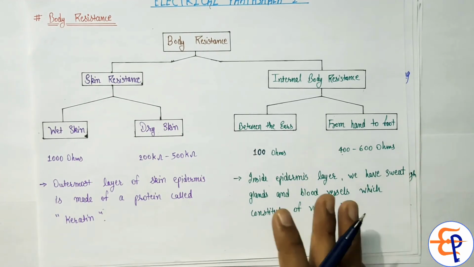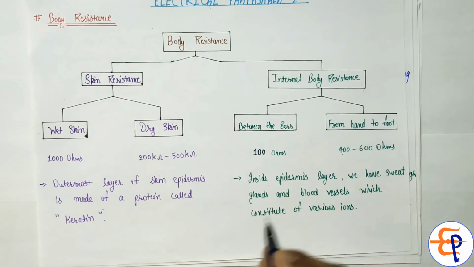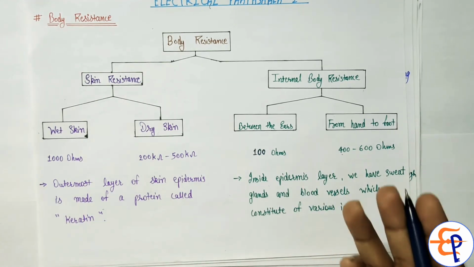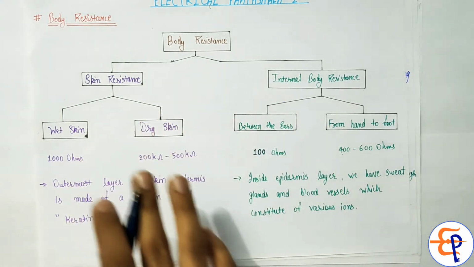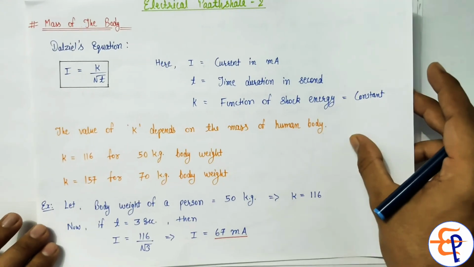Also guys, as time passes, the body resistance or the skin resistance goes down rapidly due to the sweating or burning away of the skin. So this was about the body resistance. So the next factor on which electric shock intensity depends is the mass of the body.